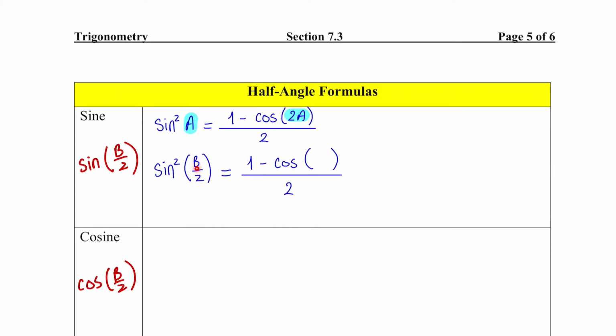So this angle is always double of this angle. Now this angle is b over 2. This will be double of b over 2. So double of b over 2 is 2 times b over 2, which is b. I have the formula for sine squared of b over 2. But what I want is just sine of b over 2. I want to get rid of the square power right here. So in order to do that, I need to take the square root on both sides. And when I take the square root on both sides, there's always a plus or minus.